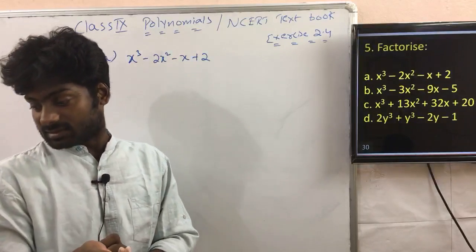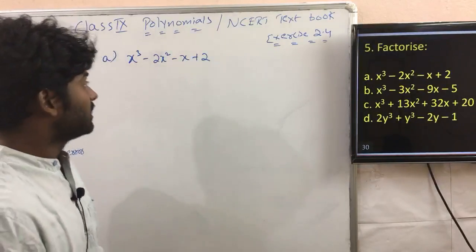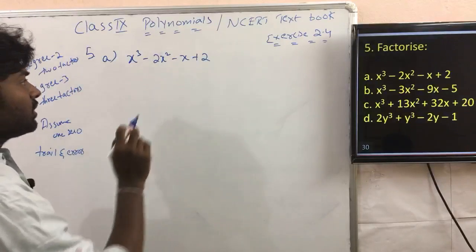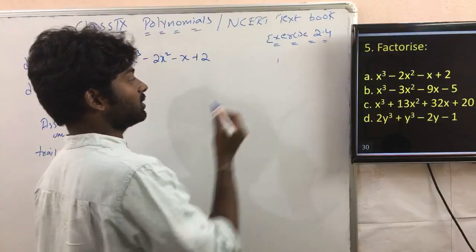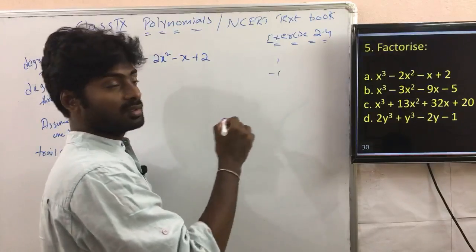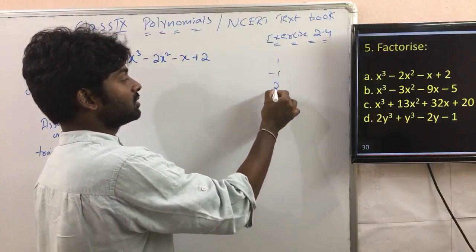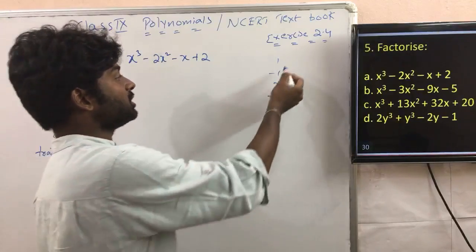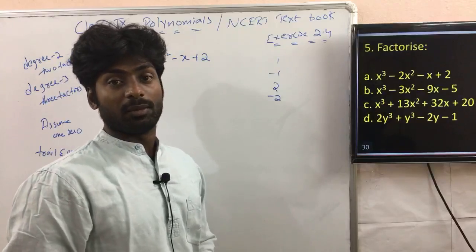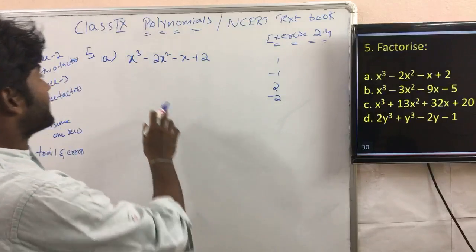Hi Rakesh, good evening. Okay, see, when you are going for the trial and error method, first take 1, then -1, 2, -2. While he is going for the examinations, he will not go beyond these values. So let us try for 1.